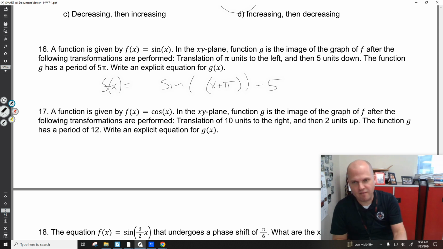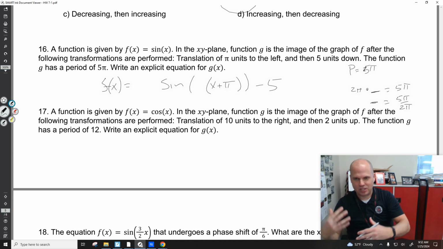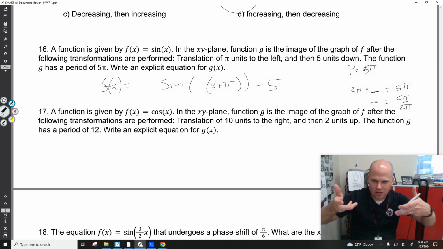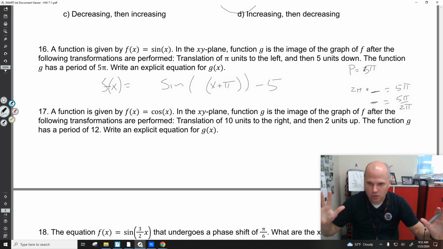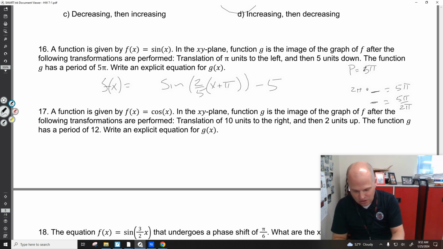It's got a period of 5 pi. Okay, this is tricky. That's not B. The period is 5 pi. Again, the normal period starts at 2 pi. I'm going to multiply by some value to get 5 pi. Well, that value that I need to multiply by is 5 halves. But, again, inside ends up working out opposite. The horizontal dilations are reciprocals of what we expect. We're not going to multiply by 5 halves. We'll multiply by 2/5.